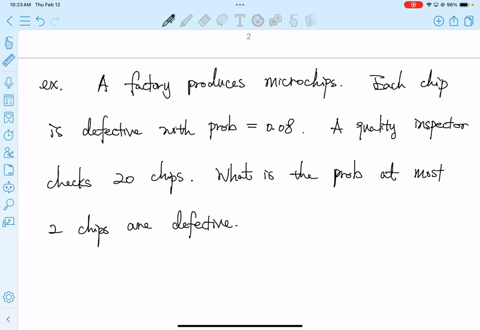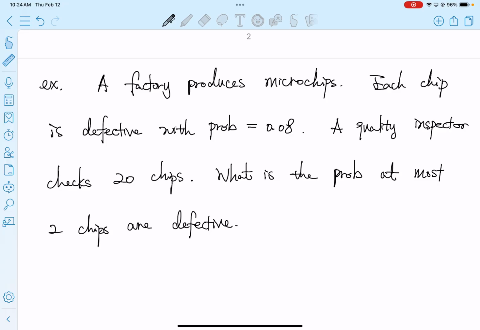So essentially, the underlying process is just a coin flip with a highly biased coin. This coin has a probability of landing on head of 0.08 and a probability of landing on tail of 0.92. And then we are also flipping 20 coins, which in this context is just checking 20 chips. That gives us the hint that we can use the binomial distribution to model the random phenomenon here. And now we are asked about the probability that at most 2 chips.